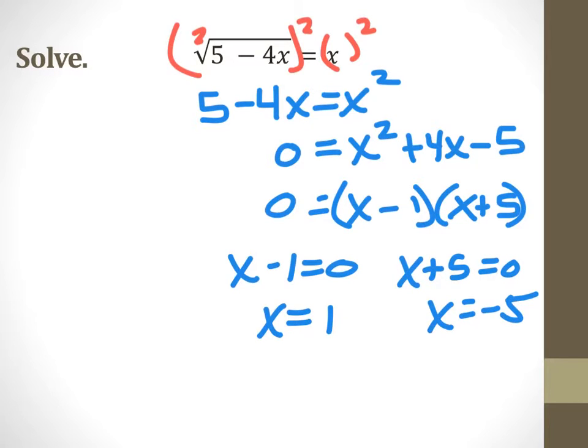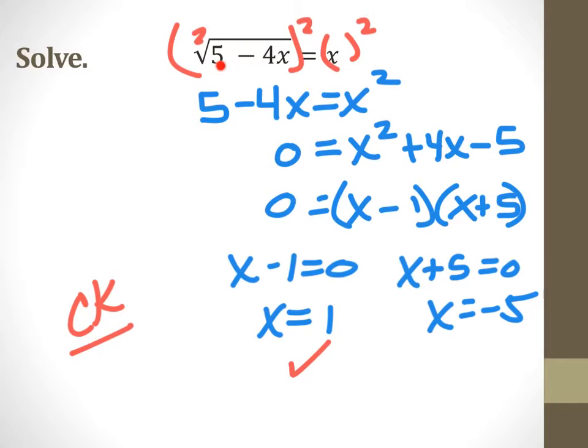Now let's go back and check each of those. Do each of them work? So put a 1 in. 5 minus 4 times 1 is 1, so the square root of 1 is 1. Is the square root of 1 equal to 1? Yes, so this guy works. Now take a look at the other one, -5. 5 minus 4 times -5. So that is positive 20, 25.